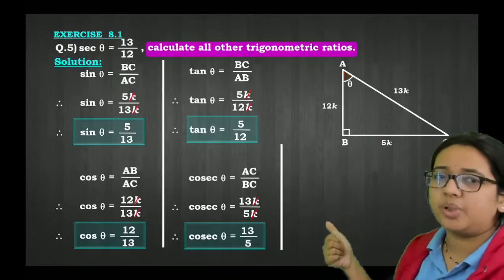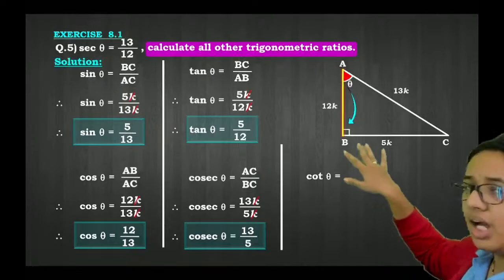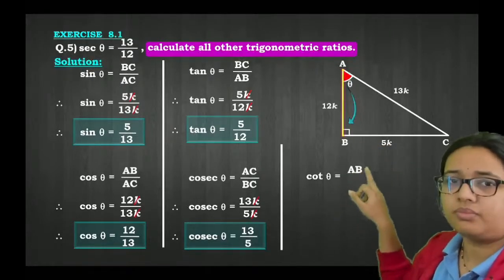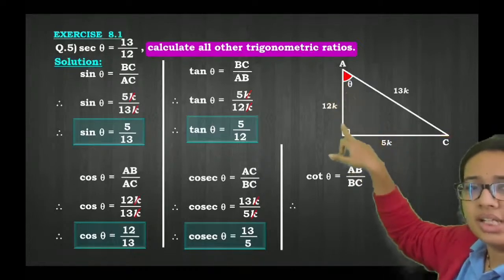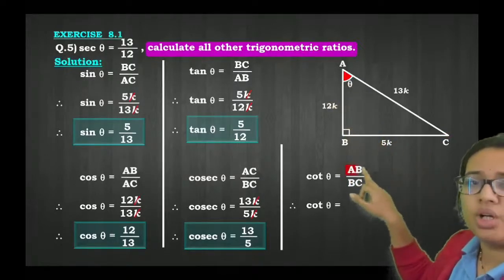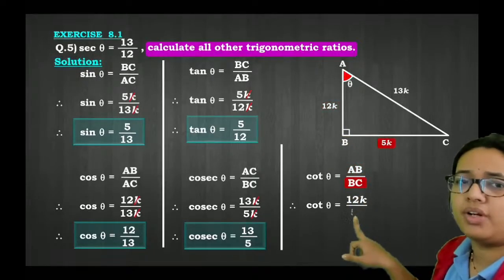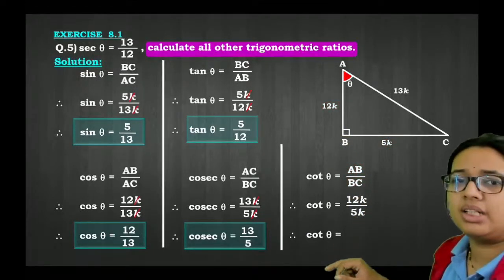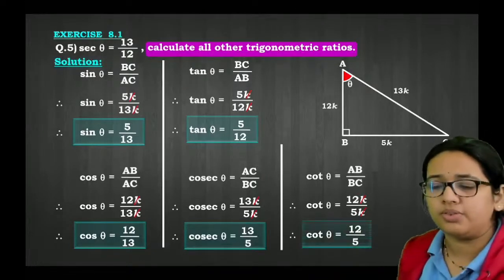So the only last part is cot, and for cot, what do you remember? A upon O. So adjacent upon opposite. That is AB upon BC. What will be the value of AB? It will be 12k and this will be 5k. So the k will get cancelled. Hence cot theta will be 12 upon 5.